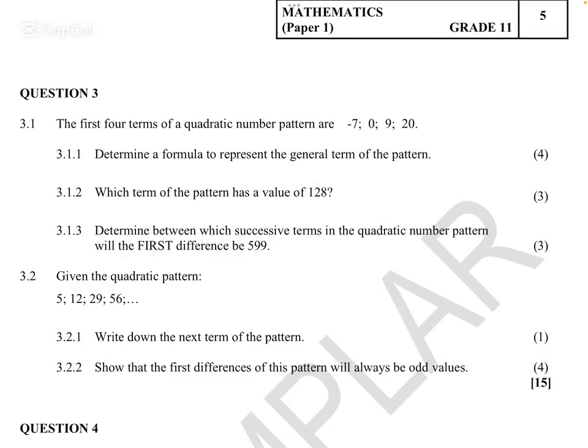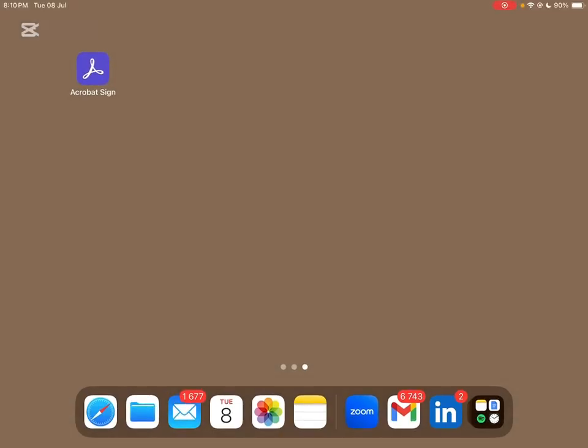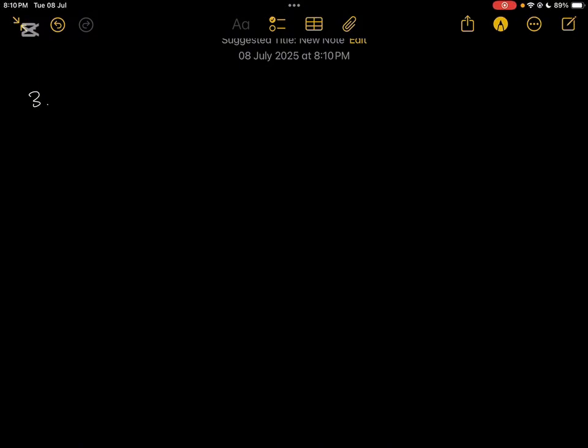Okay guys, so today we'll be doing sequence and series. The first four terms of a quadratic number pattern are -7, 0, 9, 20. Question 3.1.1 says determine a formula to represent the general term of the pattern. Let's get started with this.